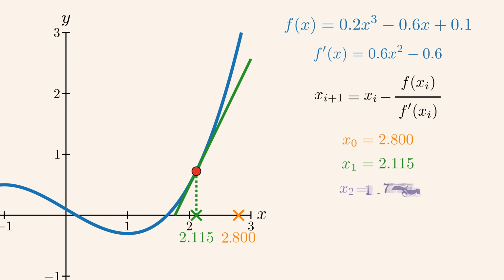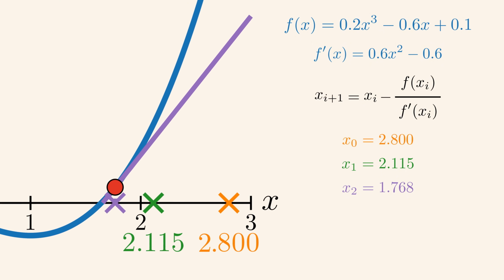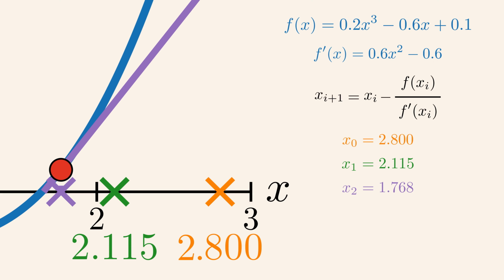Evaluating all of this gives us x2 of 1.768. Let's mark this point on the graph. Then we move all of our visual elements to this new point. The purple cross already looks pretty close to the actual root. Once we zoom in, we can see that we are still not quite close enough to the root.